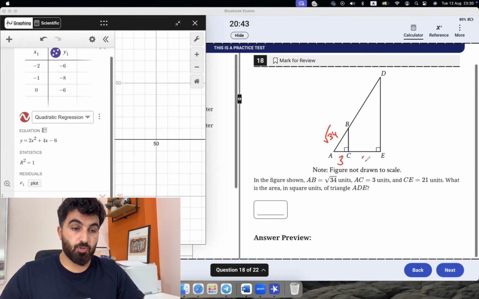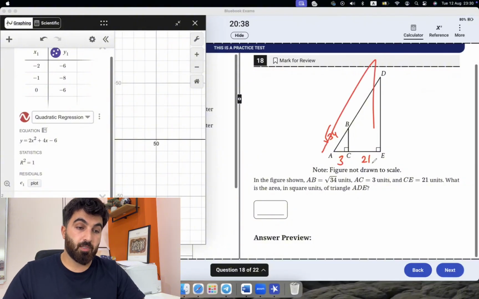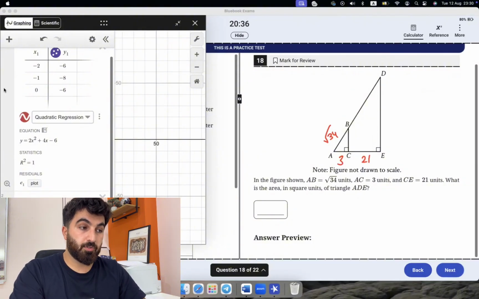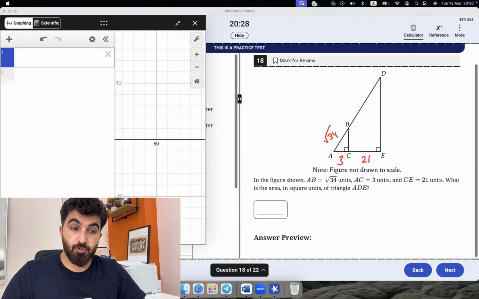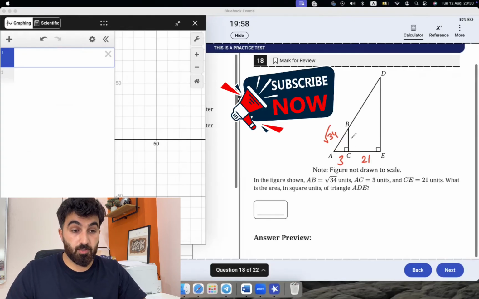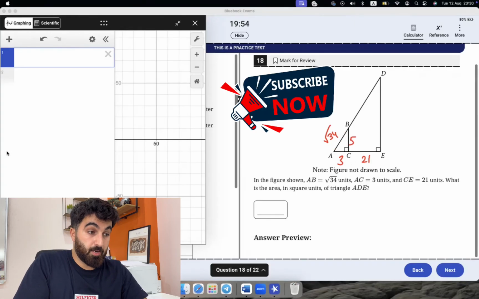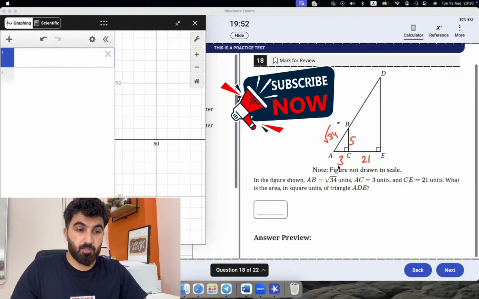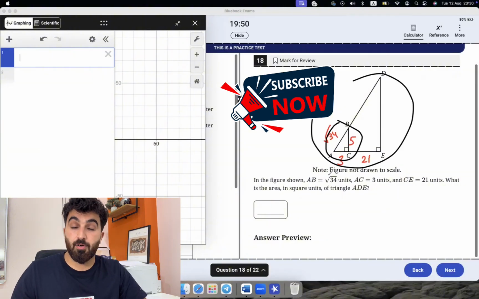CE is 21. What is the area of ADE? They ask for the area of the greater triangle. If I use Pythagoras here, we get that BC is 5, right? So let's just write the similarity. How can we write the similarity? This triangle and these triangles are similar to each other.